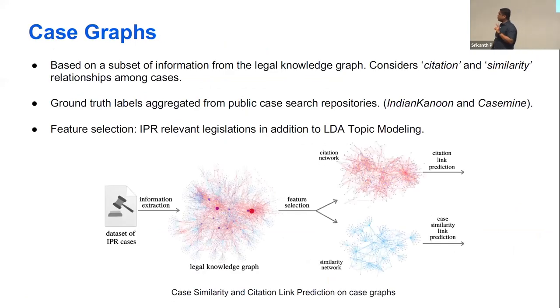Now, as I said, there are two problems that we focused on. One is the citation link prediction, just to show how our model performs against the baseline, and a new task, which is case similarity. The difference between citation link prediction and case similarity is that it's still link prediction. We are simply saying that beyond a threshold, two cases are similar. So we let the same GNN model predict, just like in link prediction.